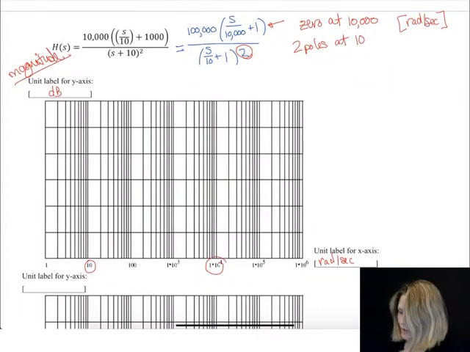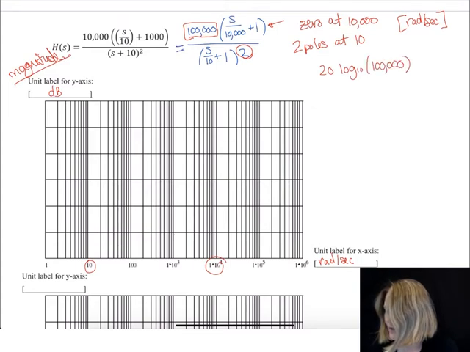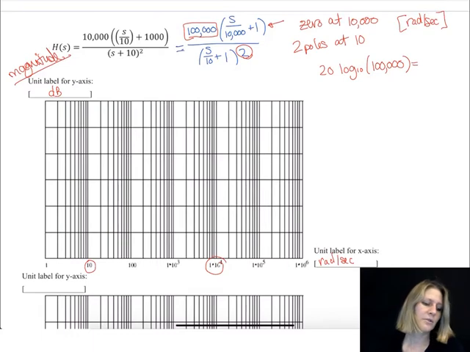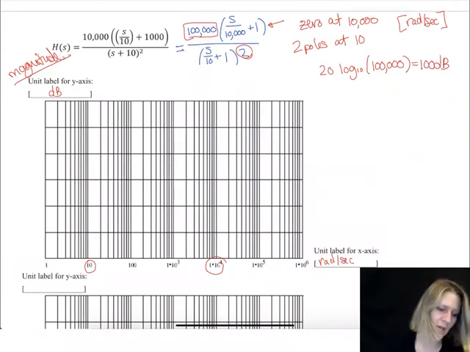So we need to find what that magnitude is before 10 radians per second. And so all we need to do is take 20 log of the coefficient out here. So 20 log, again base 10, remember, of 100,000 is going to be our starting value, and that's 100 dB. So we're going to start the magnitude at 100 dB.